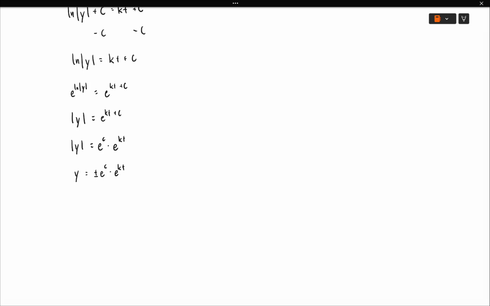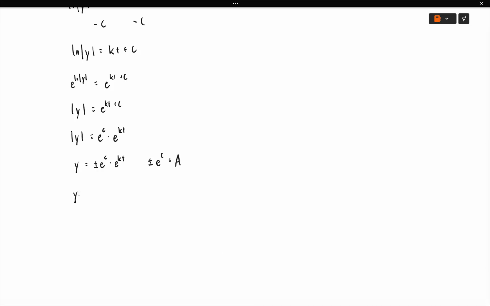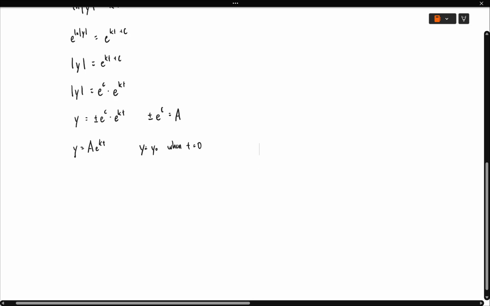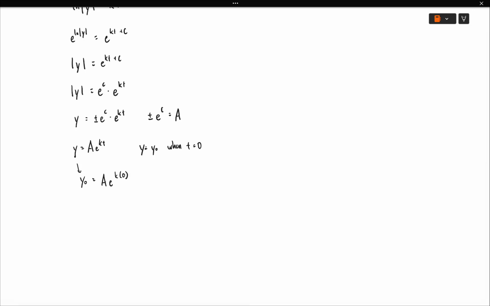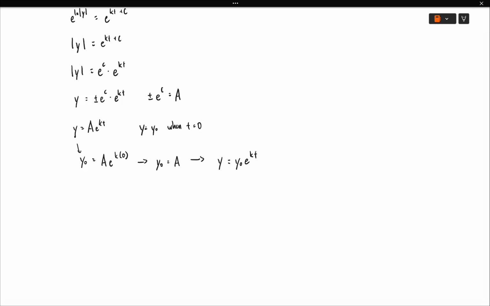So plus or minus e to the c is kind of a lot. So we're just going to write plus or minus e to the c equals the letter capital A. So we're going to get the equation y equals A e to the kt as our general solution. However, since we know that y is equal to y naught when t is equal to 0, we can substitute this information into this equation. So we're going to put y naught for y equals A e to the k times 0 because t is equal to 0. Anything to the 0 is 1, so this becomes y naught equals A. So our general solution for exponential change becomes y equals y naught e to the kt because we just switch this A with y naught because they're equal to each other.